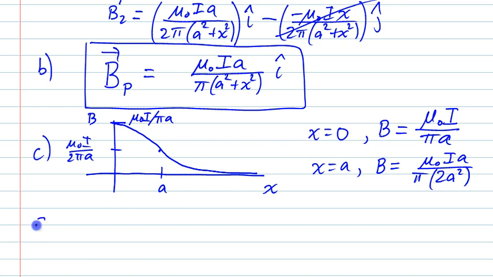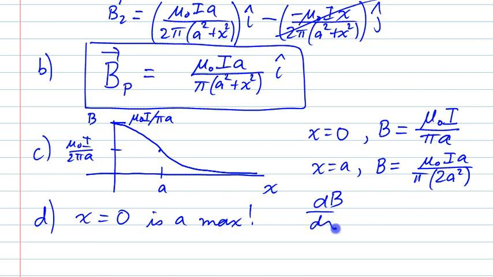In part D, we want to look at where the maximum is, and I think I can convince you that x equals 0 is a max. I could do a derivative, I could do dB dx. I don't really need to do that though, because if you look at the expression for the magnetic field, any value of x that's non-zero is going to give you a smaller value. So the maximum value of the field is going to be when x is 0.